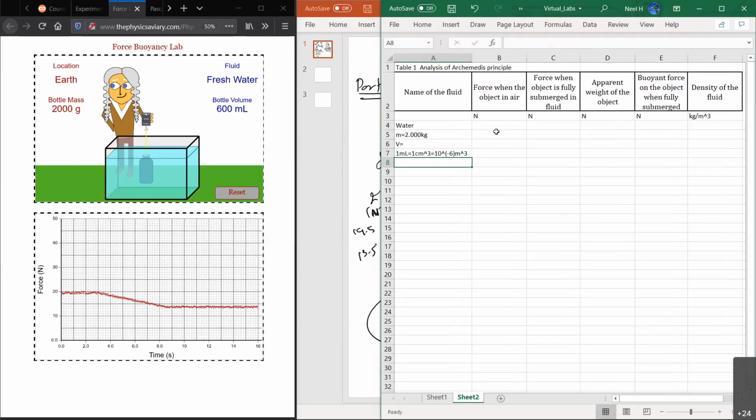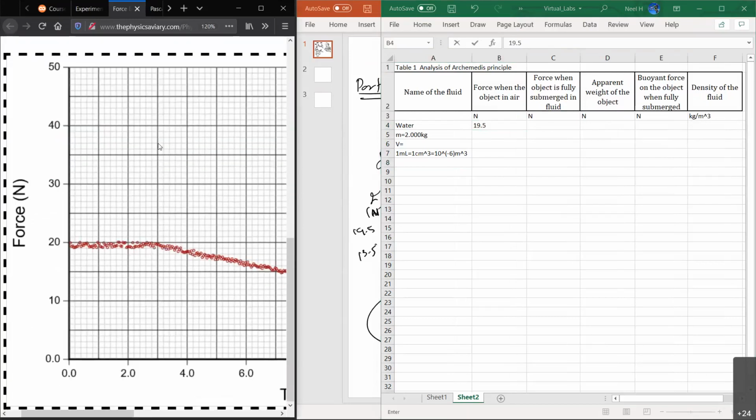Then write down the numbers we extracted. The force when the object is here, I read it as 19.5, because if you zoom in on this small graph, you can see each small square represents about 1 Newton. When you're reading manually, you can add another extra decimal place, so I can read in between these two small lines and add 1 decimal place to each reading. That's why I read this as 19.5.